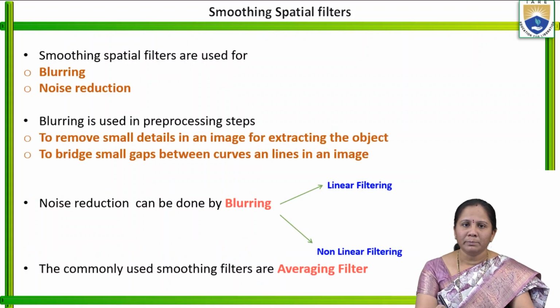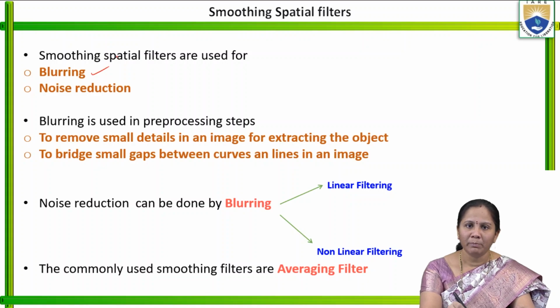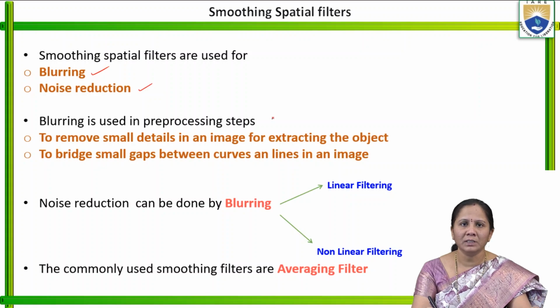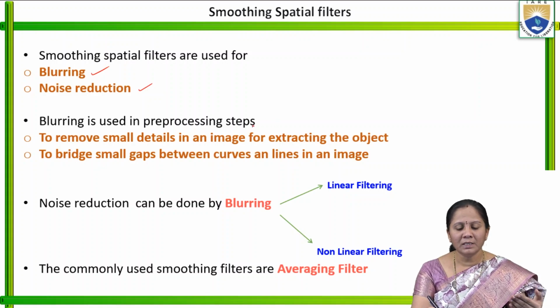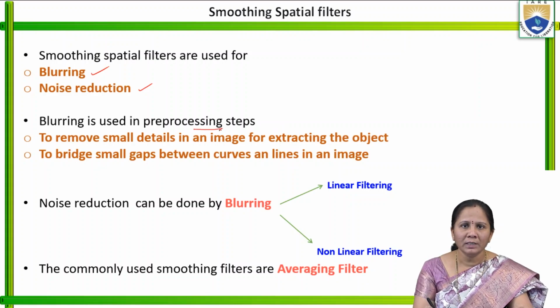Coming to some basic concepts under smoothing spatial filters. What is the purpose of smoothing spatial filters? They are used for blurring the image or for reducing the noise that is present in the image. In the pre-processing steps, as soon as the image is acquired, that image is considered the raw image. Blurring is used in these pre-processing steps.